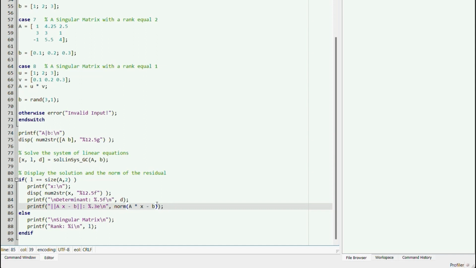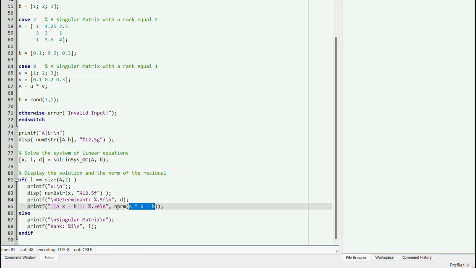Ax minus b. A times x is the approximate image, and b is the true image. We calculate the difference between these two vectors, and then we calculate its norm. If its norm is close to 0, then the residual is close to 0. We don't have to display the whole vector. We just calculate its norm and display it.